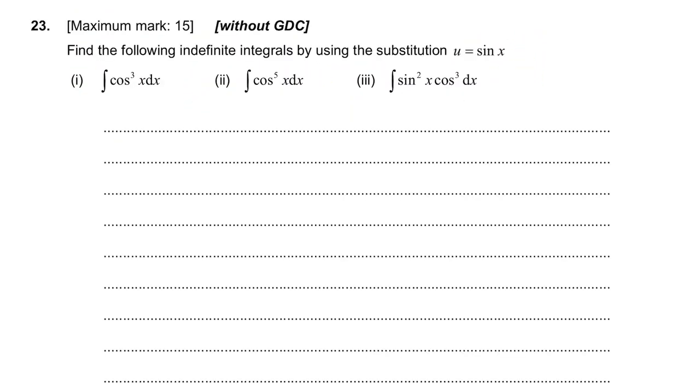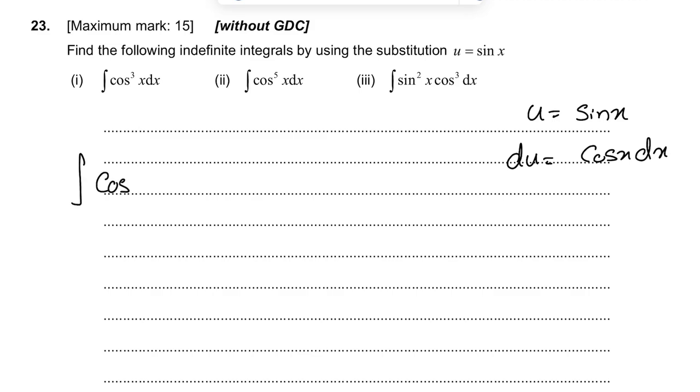Coming to question number 23, u equals sin x is going to be the substitution. So u equals sin x. So what does du become? cos x dx. Remember that you should be able to get everything in terms of cos x dx. So the first part, cos cube x dx, can be written as cos square x times cos x dx. So you can see that this cos x dx can become du.